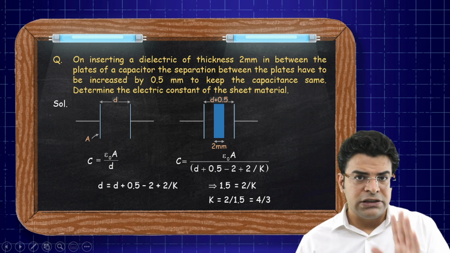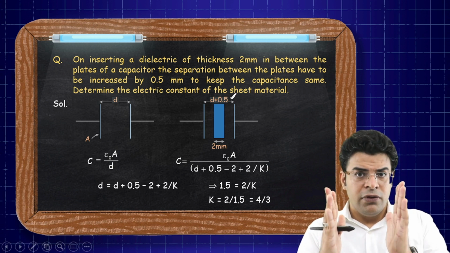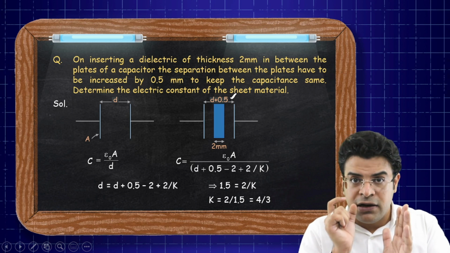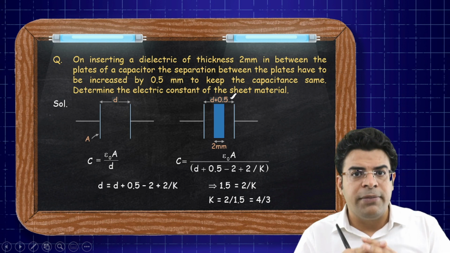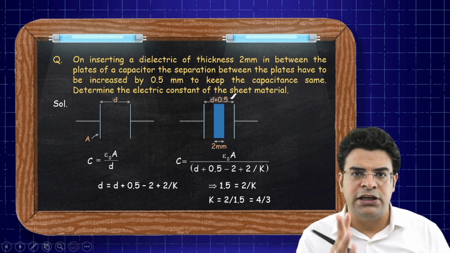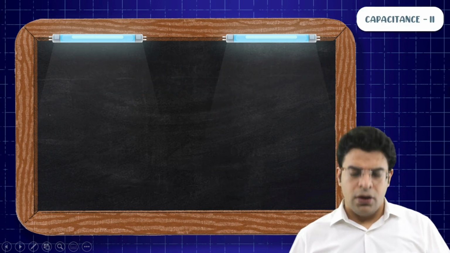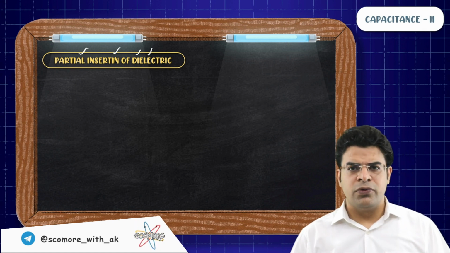Easy. You just need to remember the formula. If the plate separation is d and you have inserted a dielectric sheet of dielectric constant k, then the new capacitance is epsilon naught A upon d minus t plus t by k. This is for a single sheet. So now let's see the case of partial insertion of dielectrics.